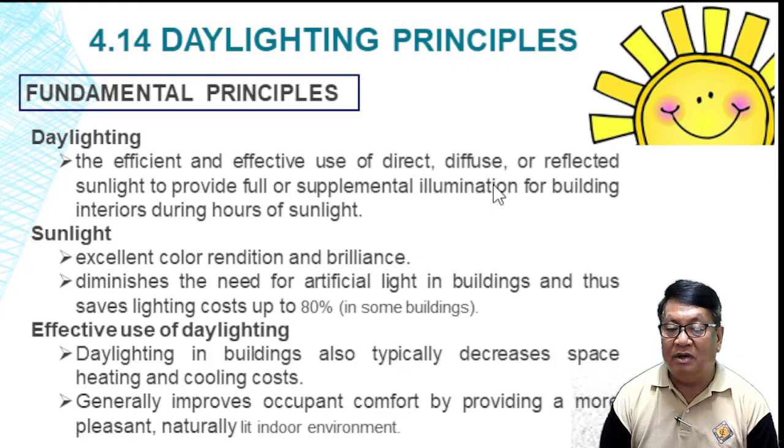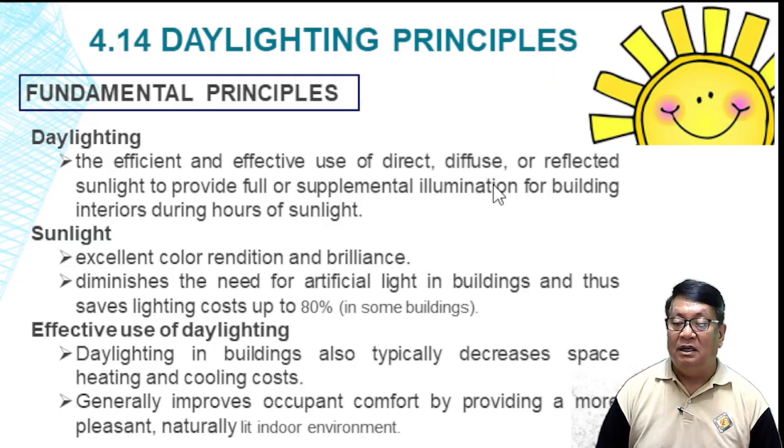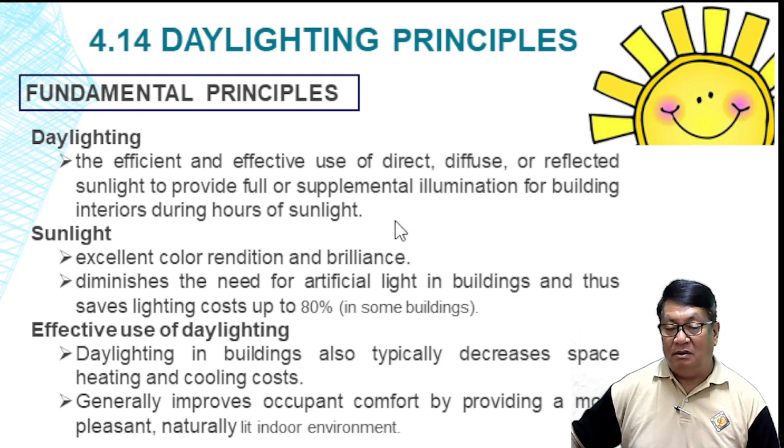Excellent color rendition and brilliance diminish the need for artificial light in buildings and thus save lighting cost by up to 80%. That is by using a natural lighting system. Daylighting in buildings also typically decreases space heating and cooling costs.